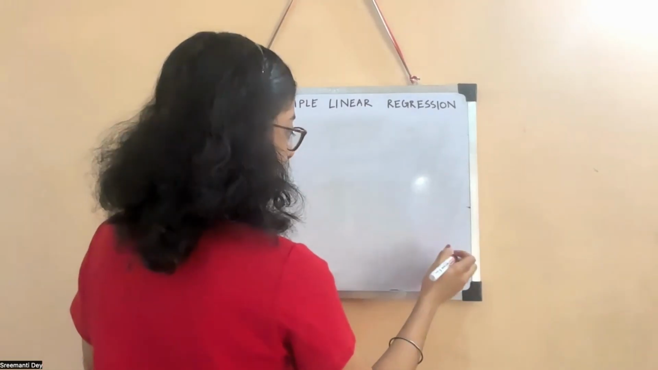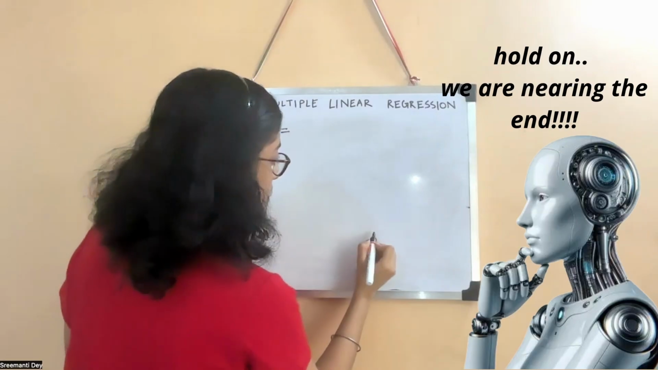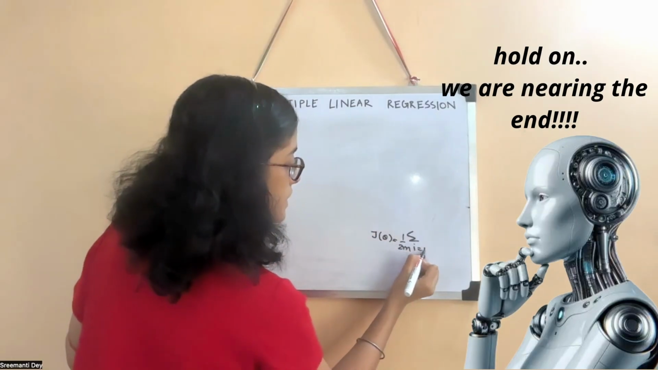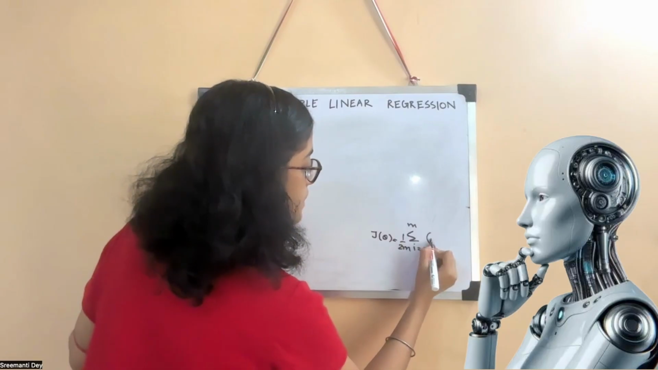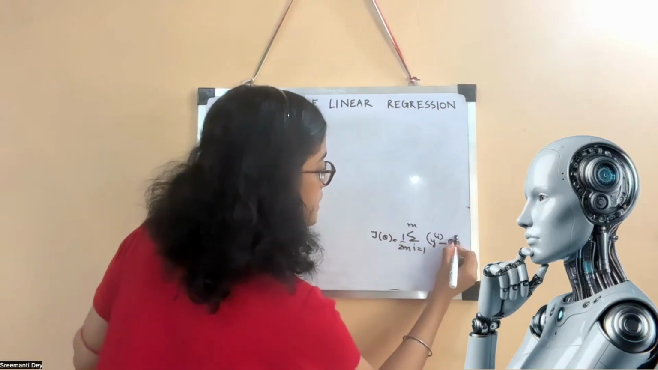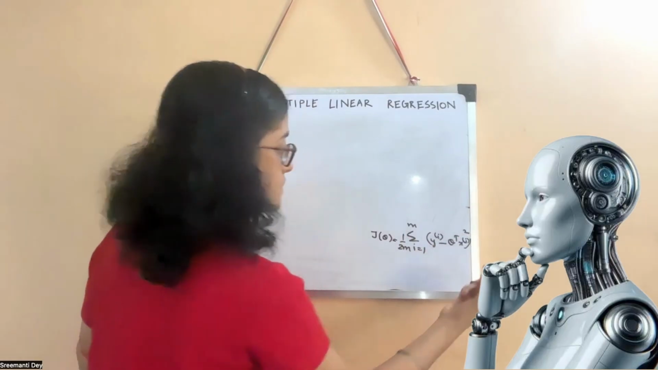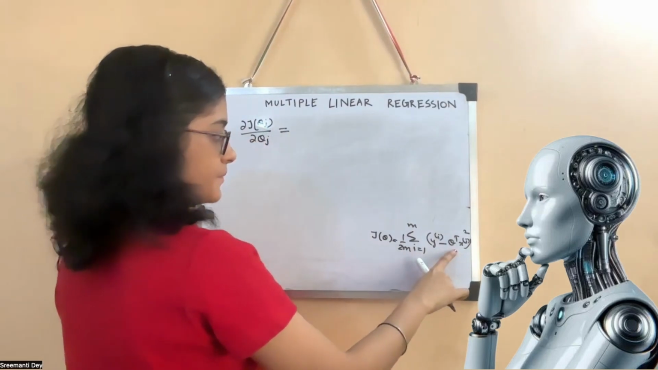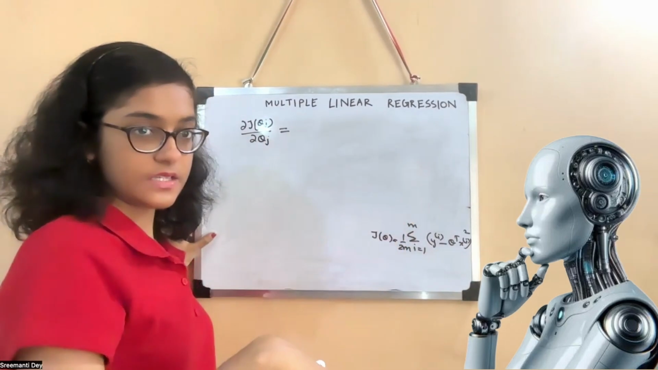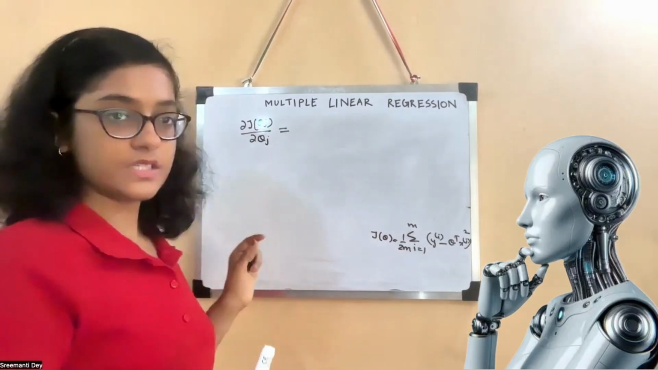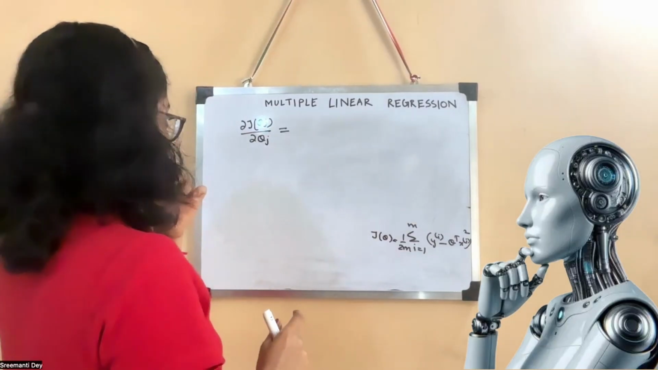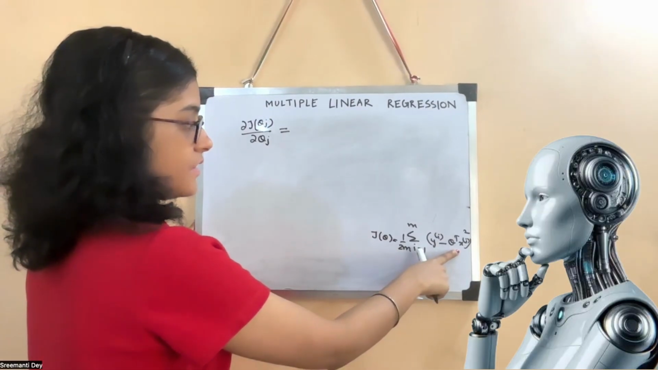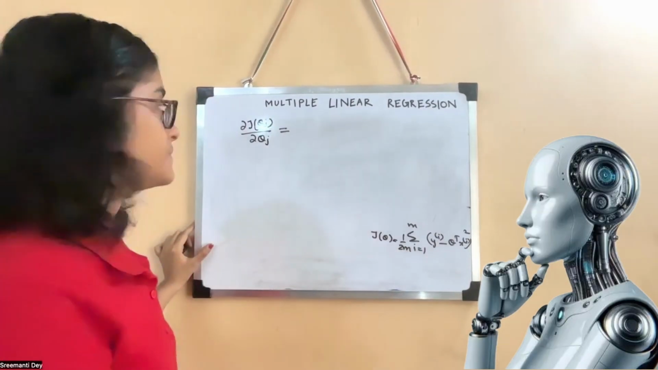If you remember, let me write this here. I'll remove the summation: 1 upon 2m, the sum over i equals 1 to m of (yi minus theta transpose xi) squared. This is what we are trying to differentiate with respect to theta j. We have n plus 1 thetas, theta 0 to theta n. m is the number of data points, yi is our target, and theta transpose xi is our predicted value.